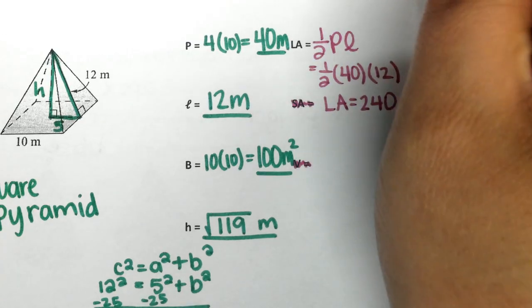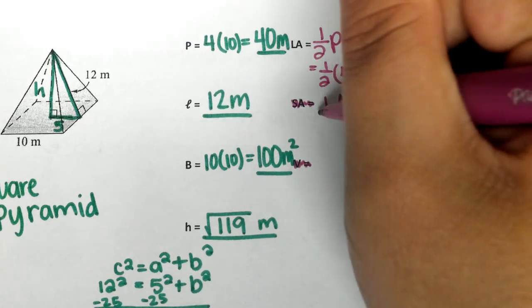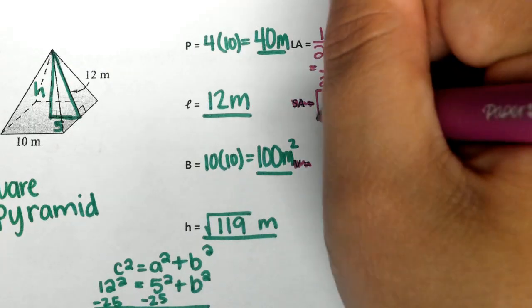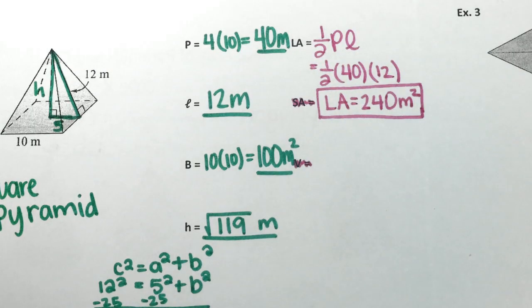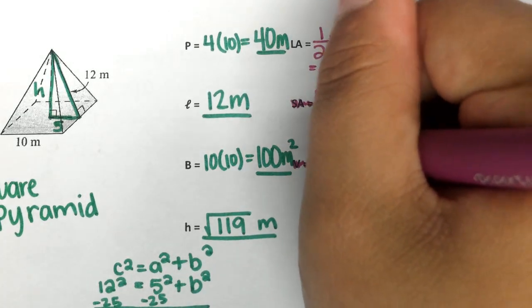LA equals 240 meters squared, because it's area. Is everybody okay with that? Yes. Am I going too fast? No. Okay. SA, what's the formula for SA?